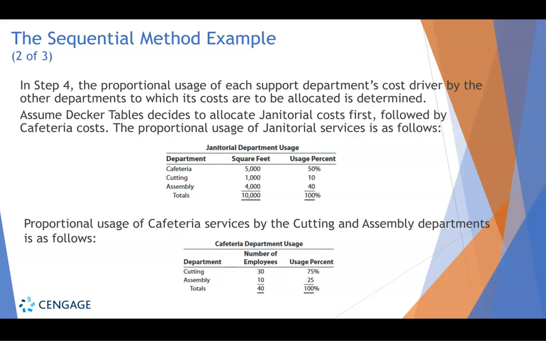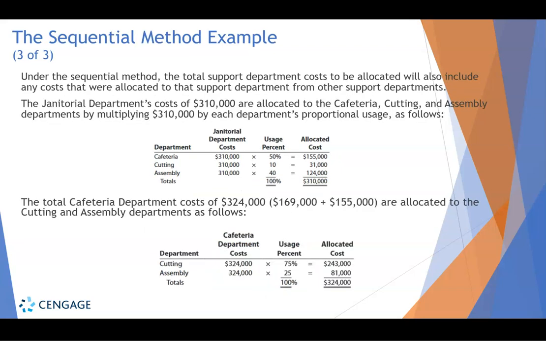Note that usage of the cafeteria department by the janitorial department isn't considered. This is because the cafeteria department costs are allocated after the janitorial department. Once a support department's costs are allocated under the sequential method, it's not allocated any additional costs. Here, the total support department cost to be allocated will also include any costs that were allocated to that support department from other support departments.